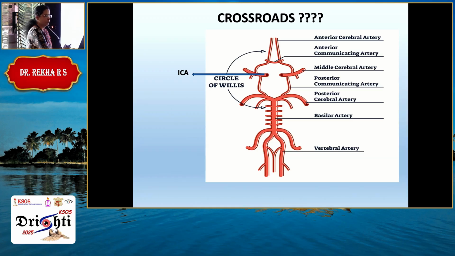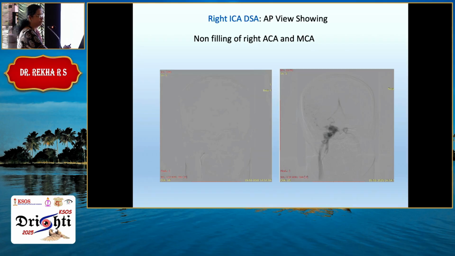So in a crossroad, you can go in any direction. The same thing happened here. As soon as the blood was entering into the internal carotid artery, the blood was leaking immediately into the cavernous sinus. So there was no blood to supply the right ACA and the right MCA. So the right ACA was actually stealing blood from the left ACA through the anterior communicating artery, and the right MCA was stealing blood from the posterior circulation through the posterior communicating artery. So this was evident on doing the DSA.